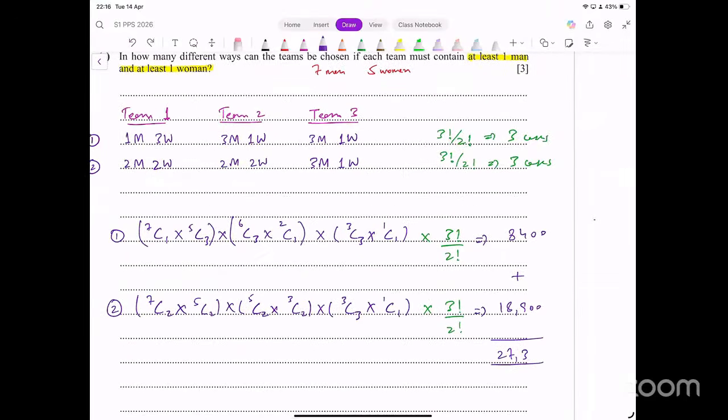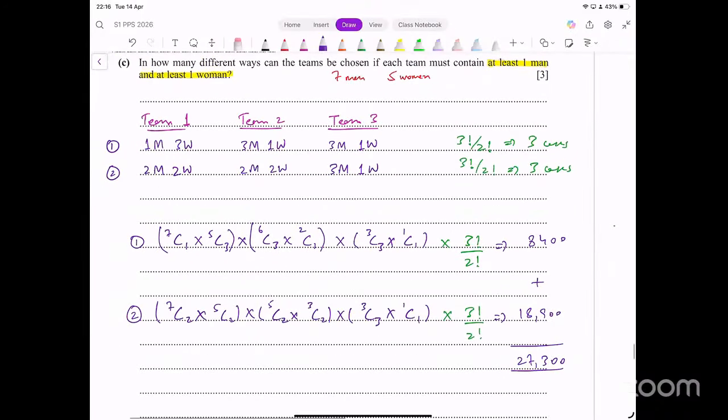So that's 27,300. That was quite tricky. 3 marks was not justified for this, as in it should have been more. There might be some other efficient way of doing this as well, but this is the standard way we deal with such problems, right? Making cases like these.